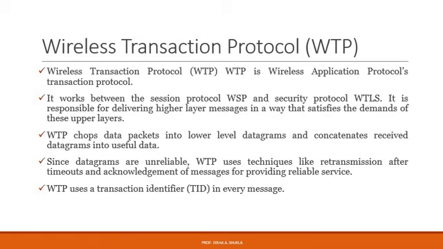WTP uses a transaction identifier, that is the TID, in every message. The TID is used to associate a packet with a particular transaction. When the receiver receives a TID that is less than or equal to the TID that is in the buffer, then the message the receiver is getting may be a duplicate or retransmitted message which was lost earlier. Now the receiver will be able to ask the sender if the TID is valid or not.